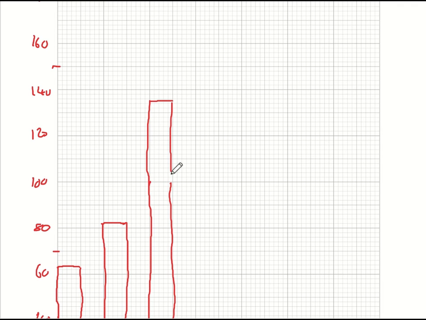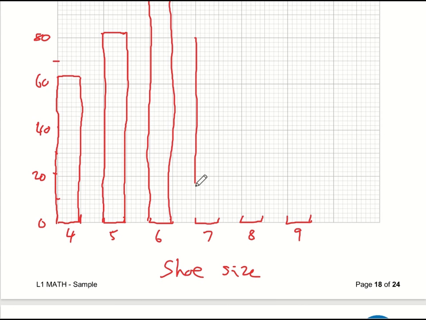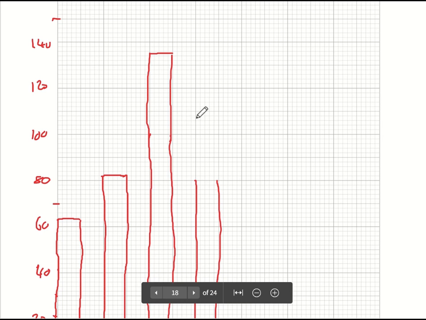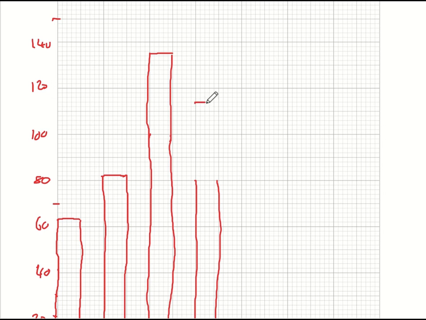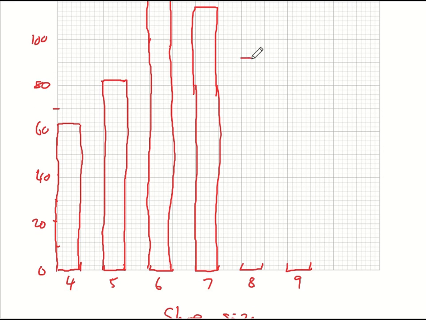So there we go. 7, shoe size 7 was 114, so I'll just take it up to there for now. That's not a bad straight line. Okay, so let's finish it off. 110, 12, 14 is up to here. There we go. Shoe size 8 was 92. So here's 90, so there is my 92.